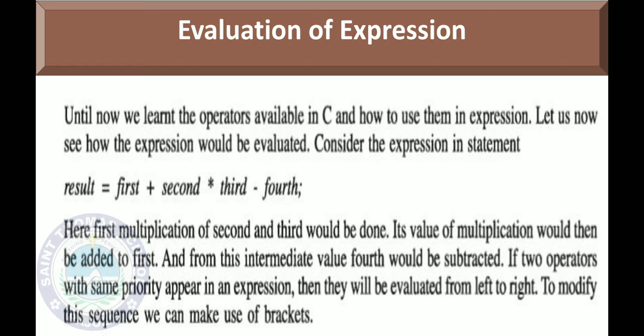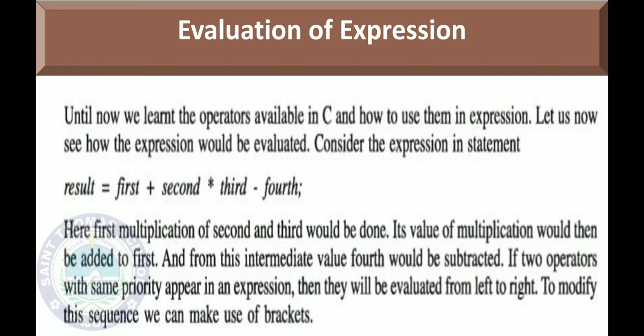To calculate the result, the expression is given: first plus second multiply by third minus fourth. Now we have this type of expression. First, the multiplication of second and third would be done. Which operator will perform first, which calculation we will do first, that we will see here. So how can we solve the equation?